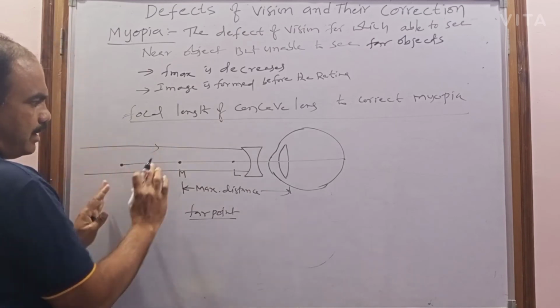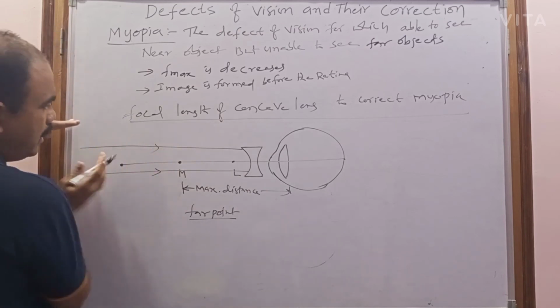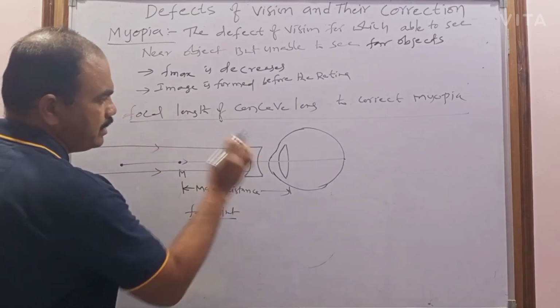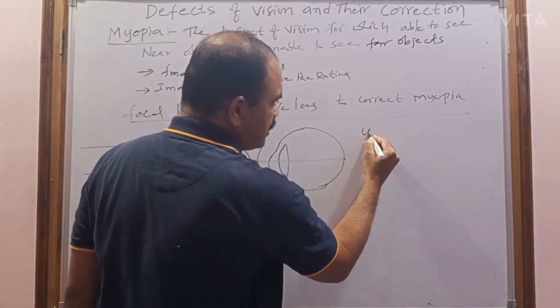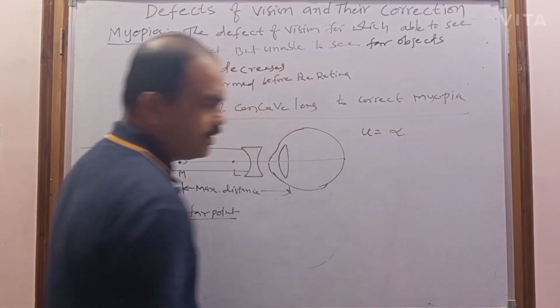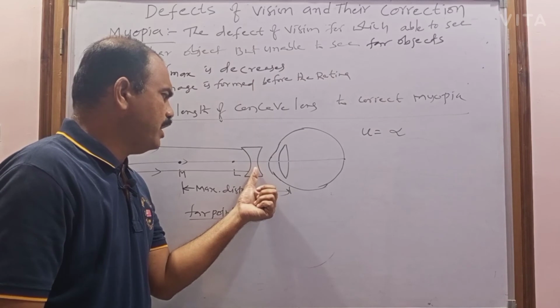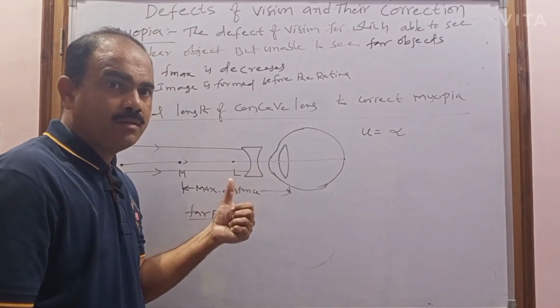So these are rays which are coming from the infinite object. How are they? They are parallel to the principal axis. So now for this concave lens, what is the object distance? The object distance is at infinity.